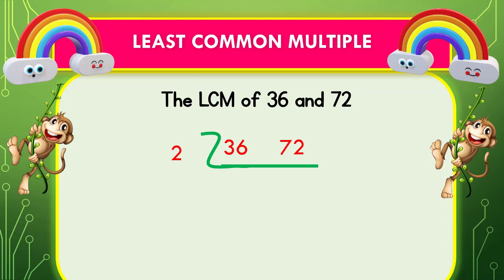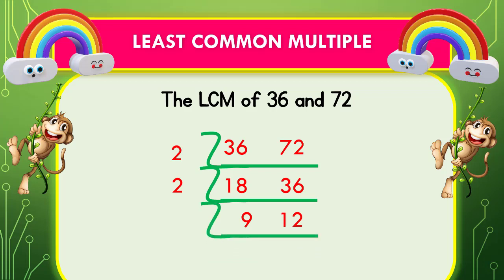It's 2, right? So 36 divided by 2 is 18, and 72 divided by 2 is 36. Next, what number can divide 18 and 36? It's 2, right? Again, so 18 divided by 2 is 9, and 36 divided by 2 is 18. Very good. So, next, what number can divide 9 and 12? Of course, it's 3, right?